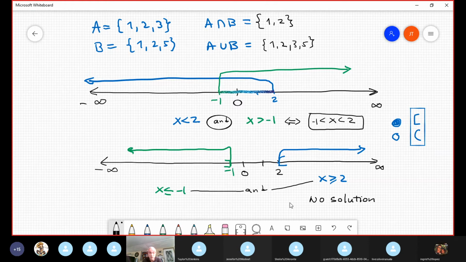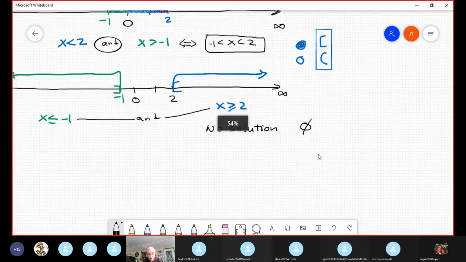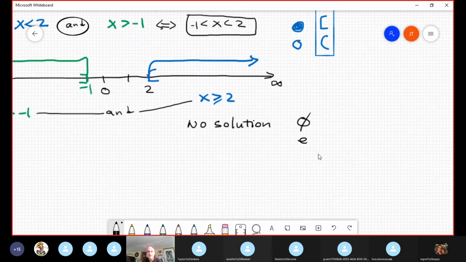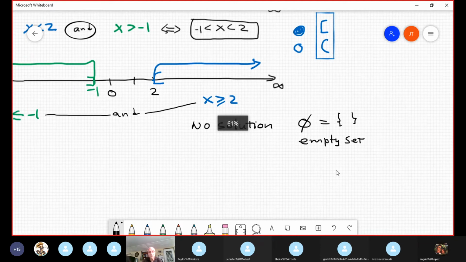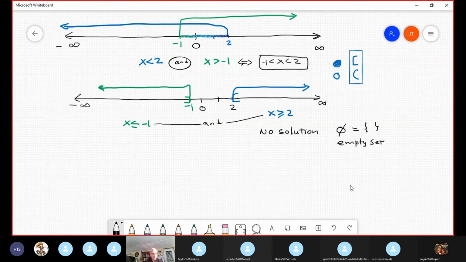That symbol looks like 0, but actually it's not 0. It's a symbolic way to indicate the empty set. The empty set is a set that does not contain any element. Empty. This is the symbolic way. When this situation happens, it's the empty set. Do you understand the inequality very well?